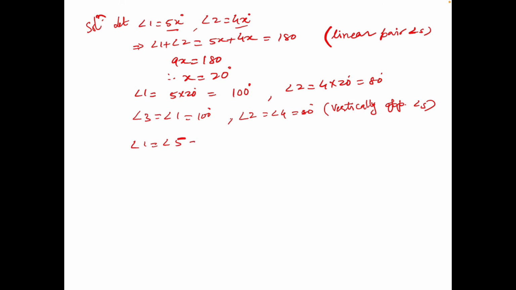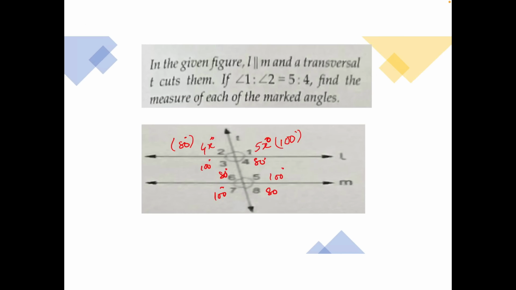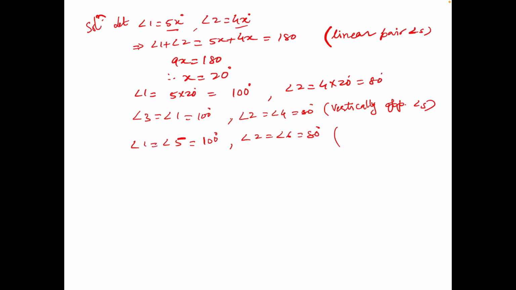Now for angles 5, 6, 7, 8, I will say angle 1 is equal to angle 5, that is equal to 100 degrees, and angle 2 is equal to angle 6 is equal to 80 degrees. Why? 1, 5, 2, 6. Why? Because they are corresponding angles. Clear?